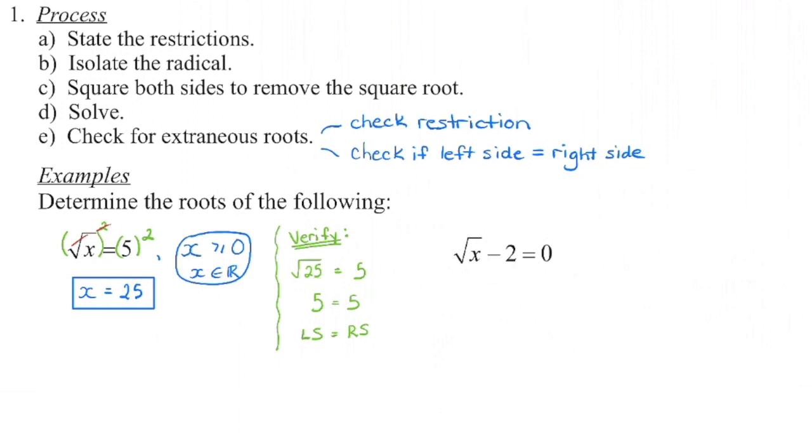So the square root of 25 is 5. 5 equals 5, so the left side equals the right side. So we know this is good. That means this is a good solution. So this particular equation has one solution to it.